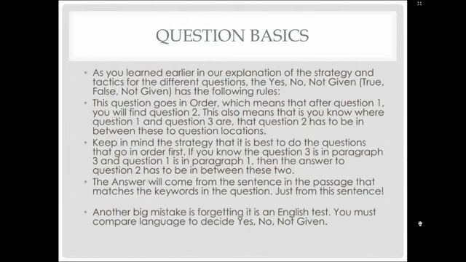In terms of the yes, no, not given question, just like we've already seen with the fill in the blank question and the short answer question, the yes, no, not given question also goes in order. It always goes in order. When I say a question goes in order, that means after number 2, you'll find number 3. After number 3, you'll find number 4, and so forth and so on. So if you know where number 2 and number 4 are, then you know number 3 is in the middle. Okay.